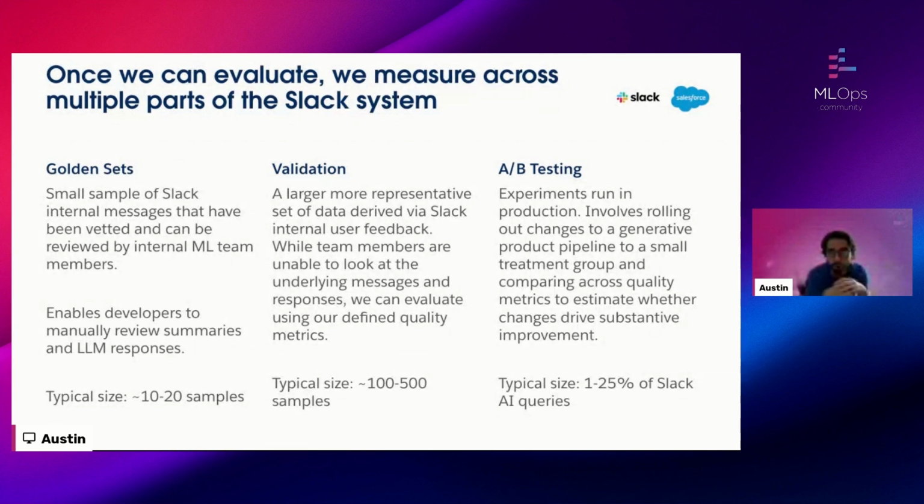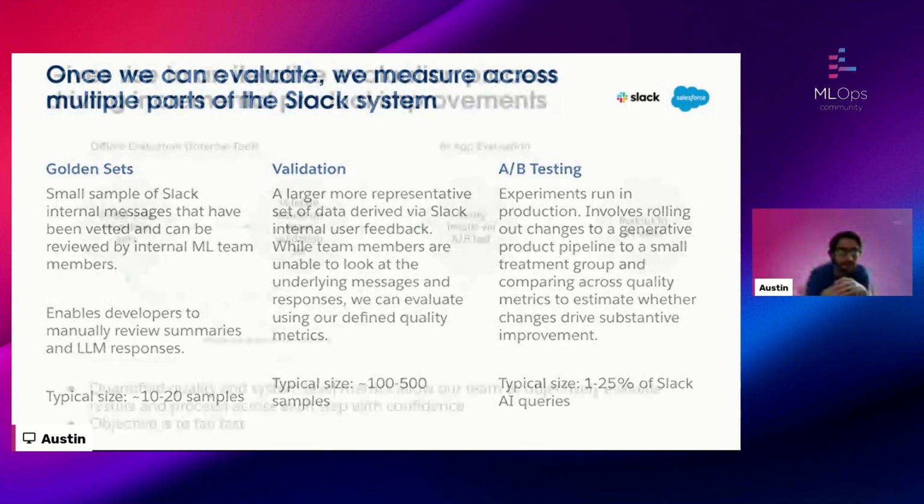The next is a much larger and more representative validation set, typically comprising around 100 to 500 samples, where we can no longer see the underlying data, but we can rely on our automated quality metrics to understand whether or not we're actually driving continual improvements. And then the last is something that I think we're all familiar with, which is leveraging A/B testing and using our quality metrics to understand whether or not the experiment is actually driving continued product improvement.